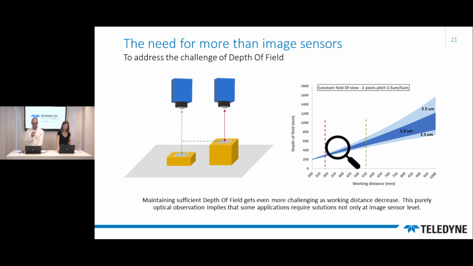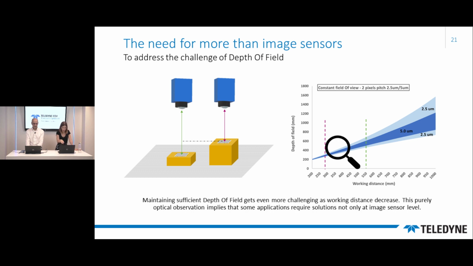Now imagine that you have a bigger parcel, so that the top of your new parcel is located not at 55 anymore, but at 30 centimeters from your camera. Then your working distance reduces to 30 centimeters. And you can see that the depth of field is getting even tighter and tighter.